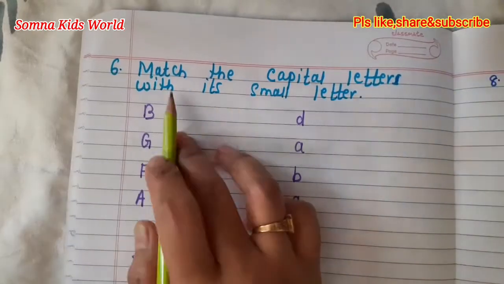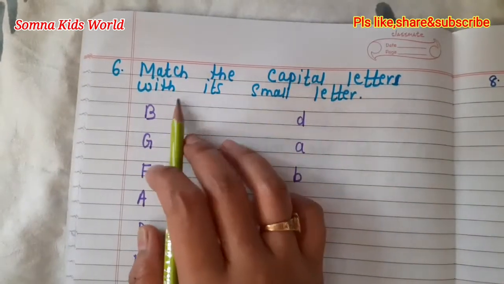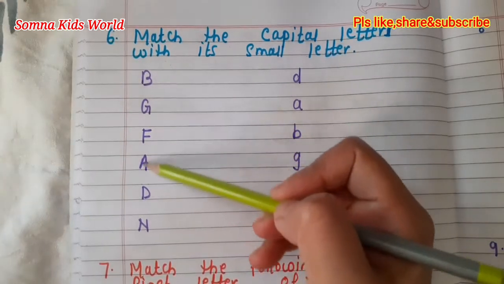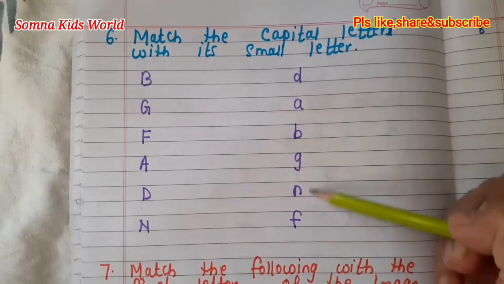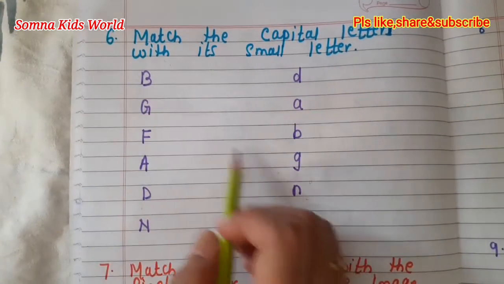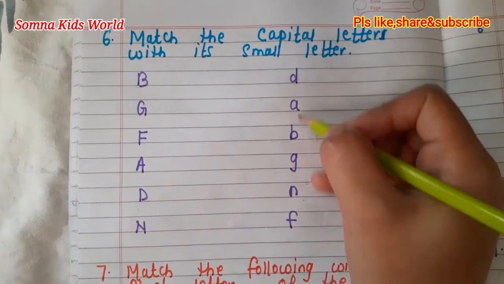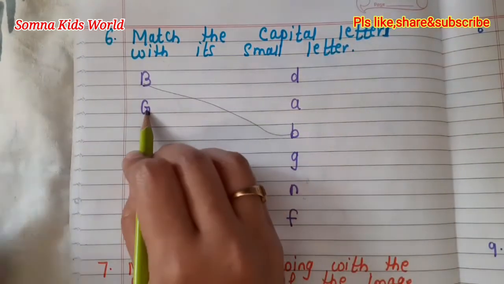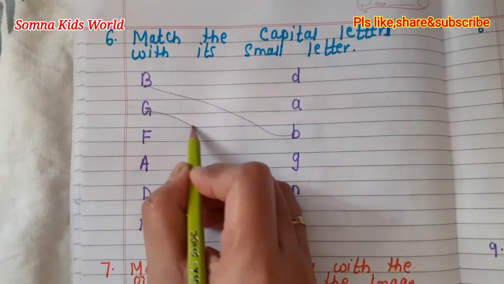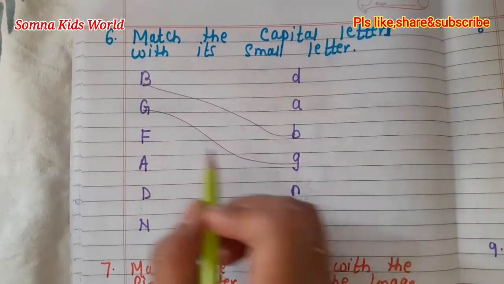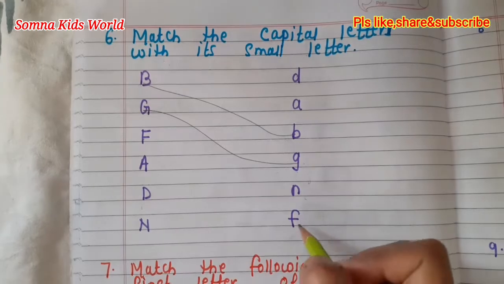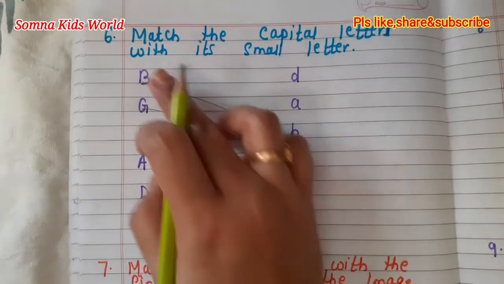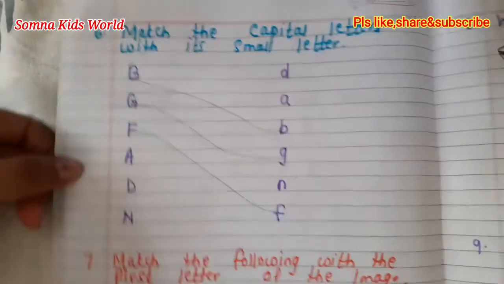Next is match the capital letters with its small letters. So what you have to do? This side I have given capital letters and this side small letters. So you have to match it. Capital B, small b. Capital G, small g. So you have to find it out and match it with the small g. Capital F, then small f. Match it here with the small f. Like this, you have to match capital and small.